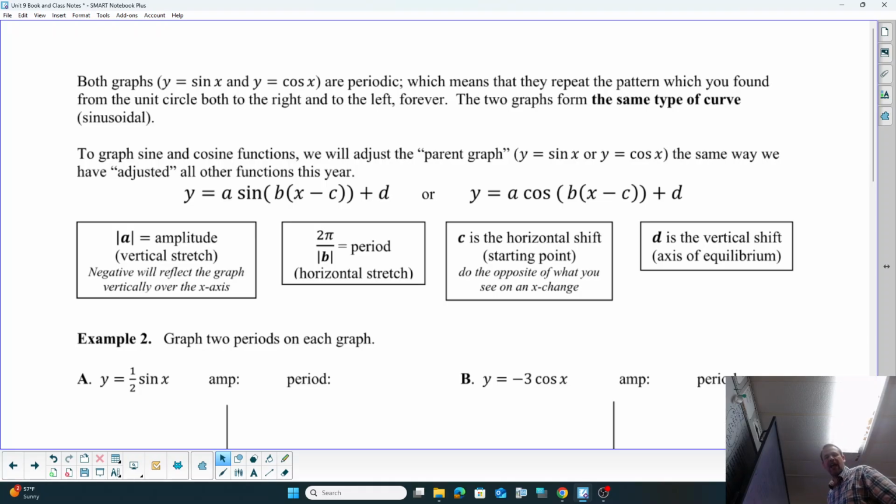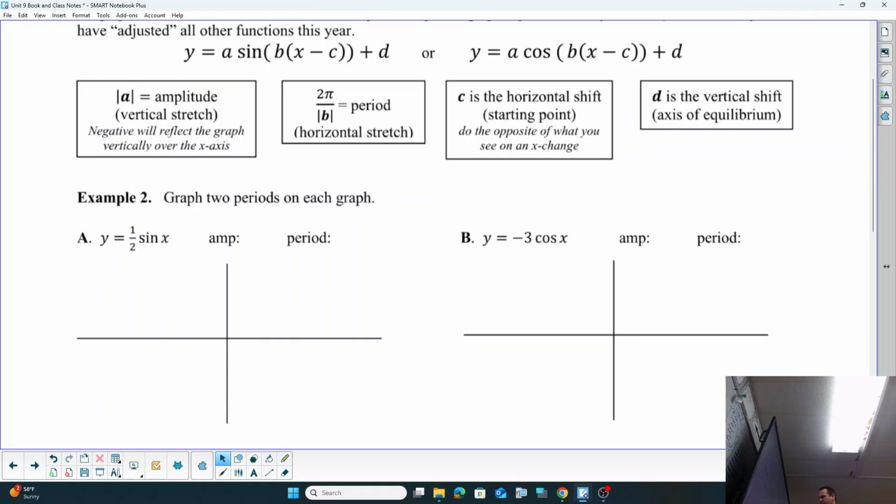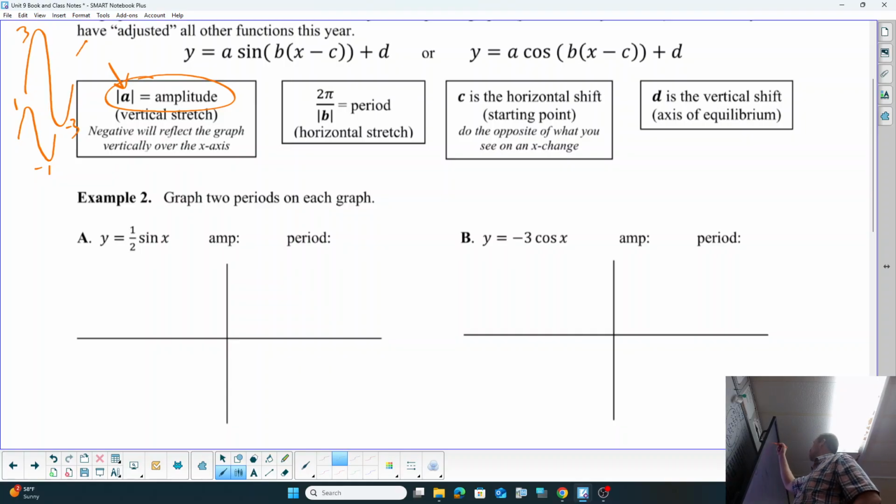So sine and cosine have periods that repeat, right? They're called the cycle. So two graphs of the same type of curve. So we just have to adjust the parent function. The amplitude is the stretch up or down. So you go up, maybe that's just 1, negative 1. Maybe it's all the way up to 2 or 3. So that's the amplitude. The absolute value symbols mean it's always positive, even if you're going down.